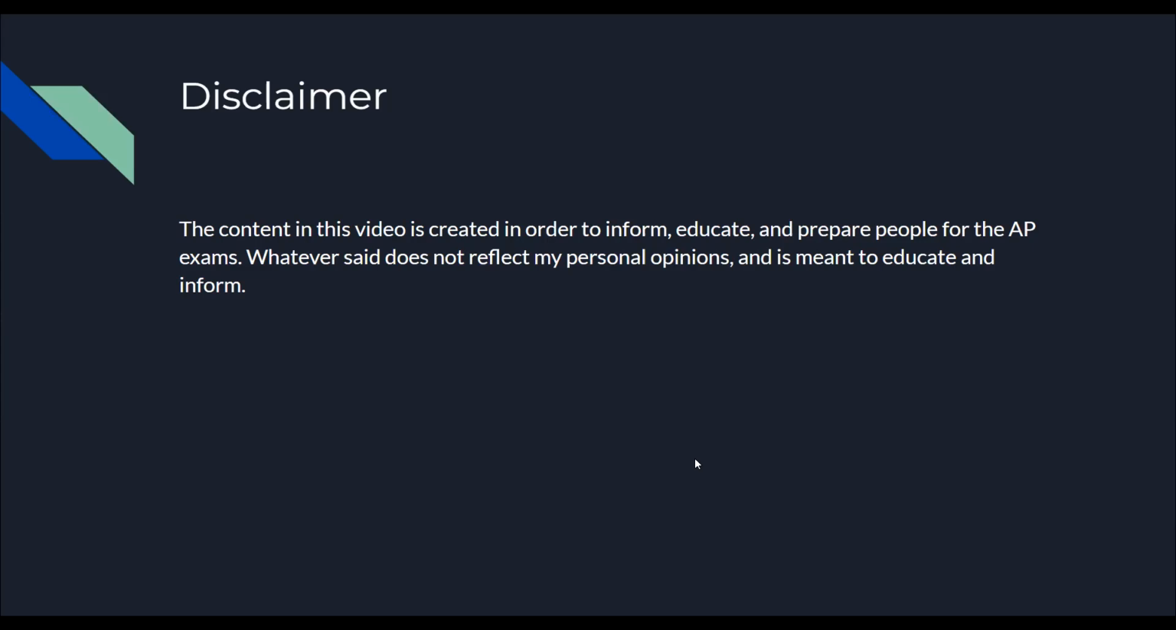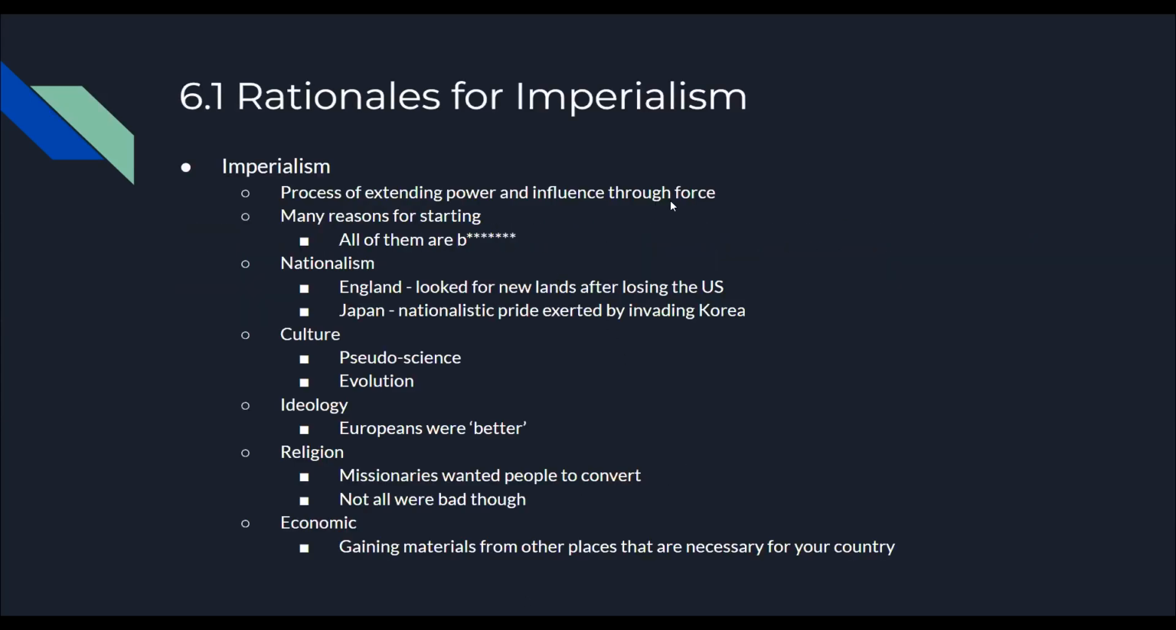So let's get started. 6.1, rationales for imperialism. So what is imperialism? Imperialism is basically the process of extending the power and influence of a country through force. And there were many justifications created for starting imperialism against other countries. And frankly, all of them are a word that I shouldn't use in polite society. So let's just leave it at that. Let's go through some of those justifications.